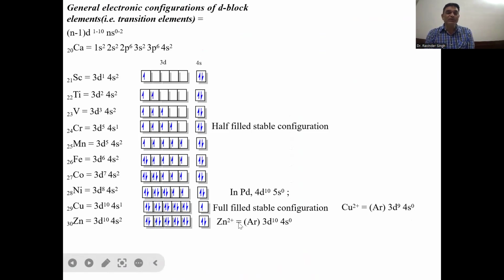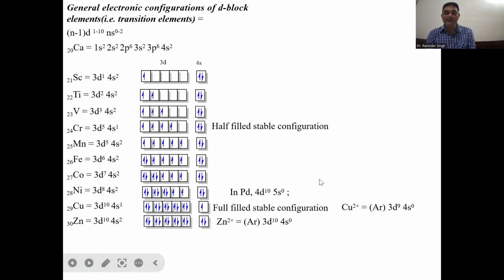Similarly, zinc can show only the +2 oxidation state, not +1. These two electrons will be lost from 4s, not from 3d, because the valence shell in zinc is 4s, the farthest shell from the nucleus. So the electron will be lost from that farthest subshell, the 4s. The configuration of Zn+2 will be 3d10 4s0.